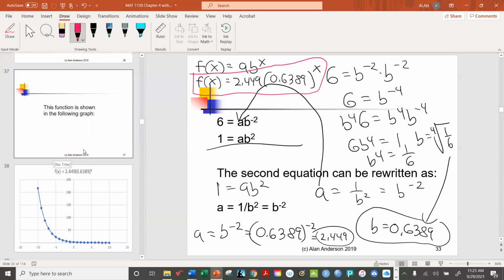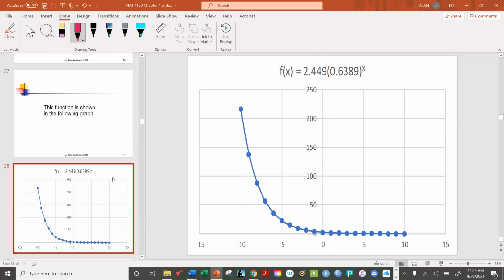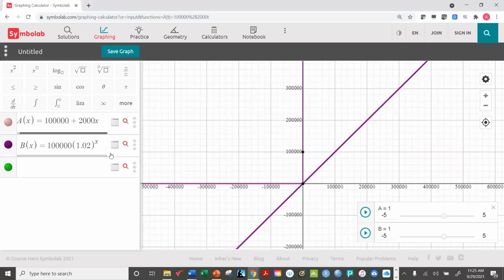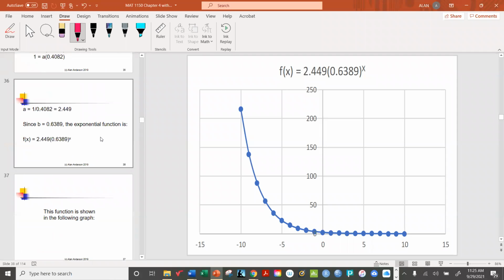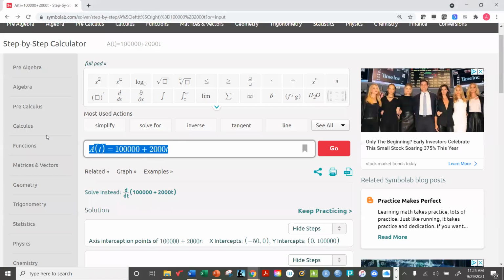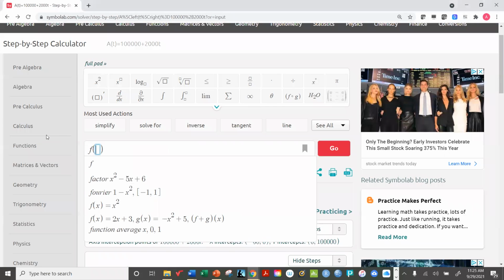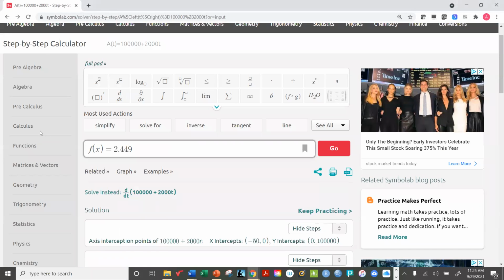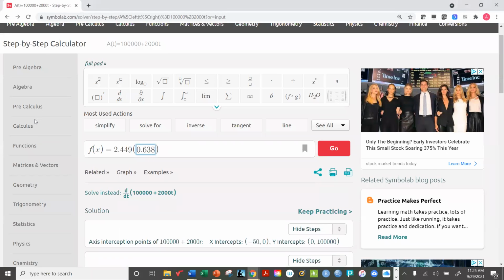Yes, that's a mess. And I've already done the graph for you in Excel. So let me show it to you real fast, and then we can adjourn to Symbolab to get a better picture of it. All right, let's come over here. Maybe we can identify those 2 points if we're careful. f of x equals 2.449 times 0.6389 to the x power.